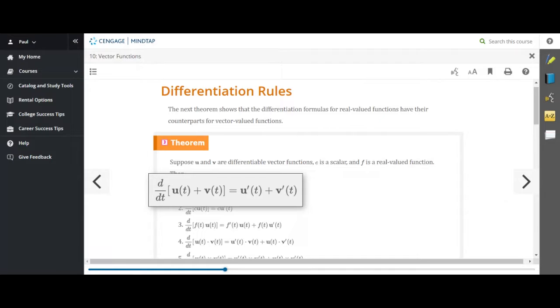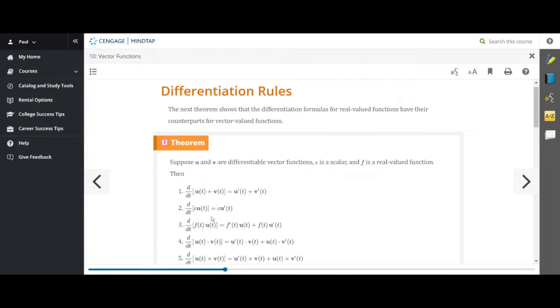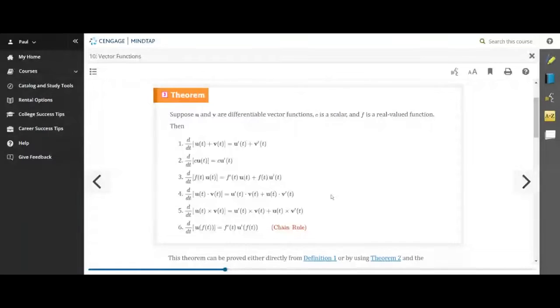Okay, so there are 6 different rules here, and you're going to need to know all of them. But as you know, on an exam, you'll have access to the ebook. But these are the 6 rules. Second rule says if you take the derivative of a constant times a vector, you can bring the constant out. Third rule says you can bring the function out, but not quite. Third rule says if you take the derivative of a function of t times a vector function, it's basically an application of the product rule.